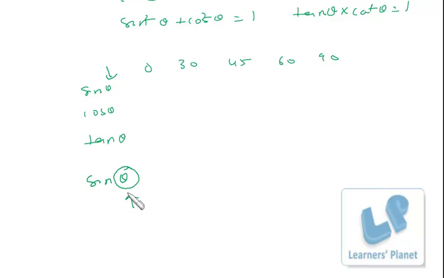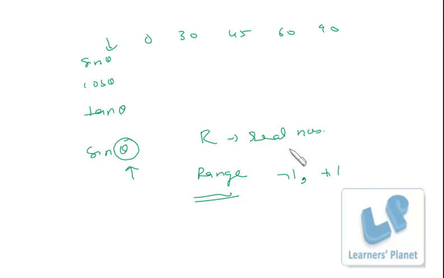I will not go that deep, but if I have to talk about the domain of sin theta, that is R, the real numbers. So theta can be any real number, and that is the domain of sin theta. Similarly we have to discuss the range. Range means the minimum value of sin theta and maximum value of sin theta. The minimum value of sin theta is -1 and the maximum value is 1. That means the range of sin theta will be -1 to 1, both included, right?